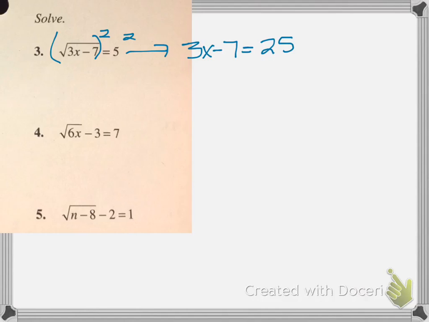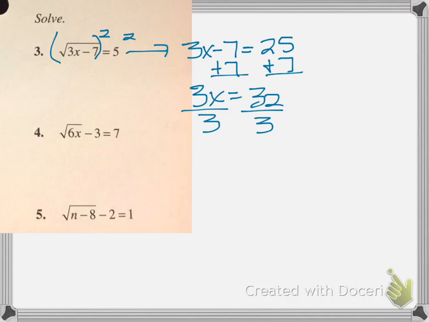Now we have an equation that we can solve for x. So add 7 to both sides. I end up with 32, divide by 3, and x is going to equal 32 thirds.